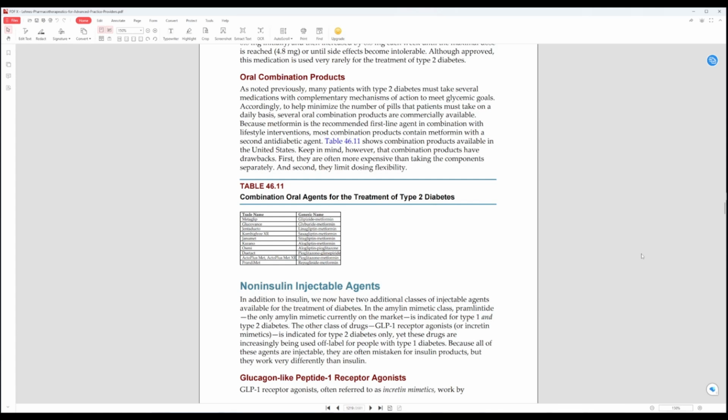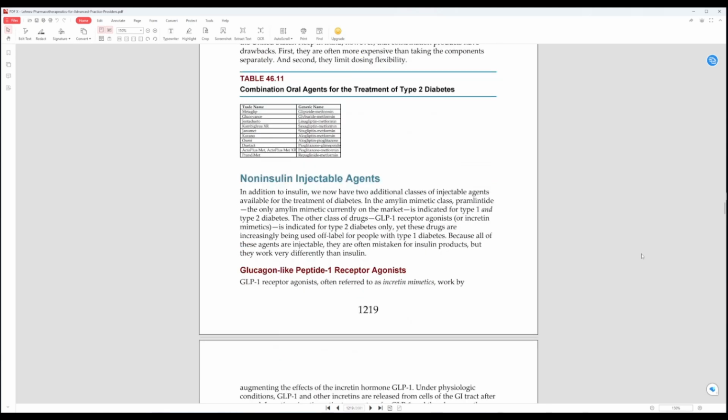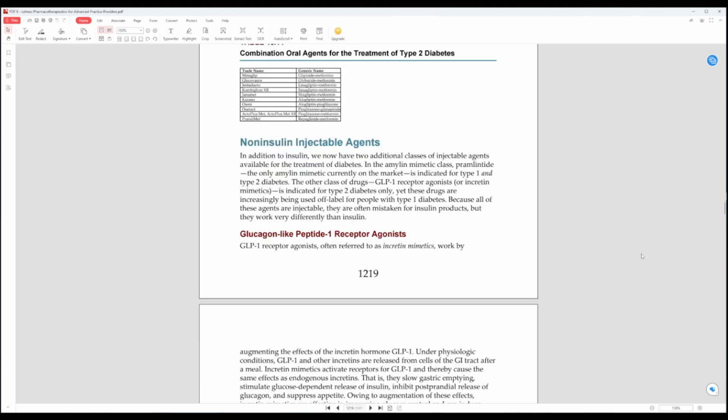Keep in mind, however, that combination products have drawbacks. First, they are often more expensive than taking the components separately, and secondly, they limit dosing flexibility. So here's a good spot to hit pause if you're unfamiliar with all the different types of combo drugs.